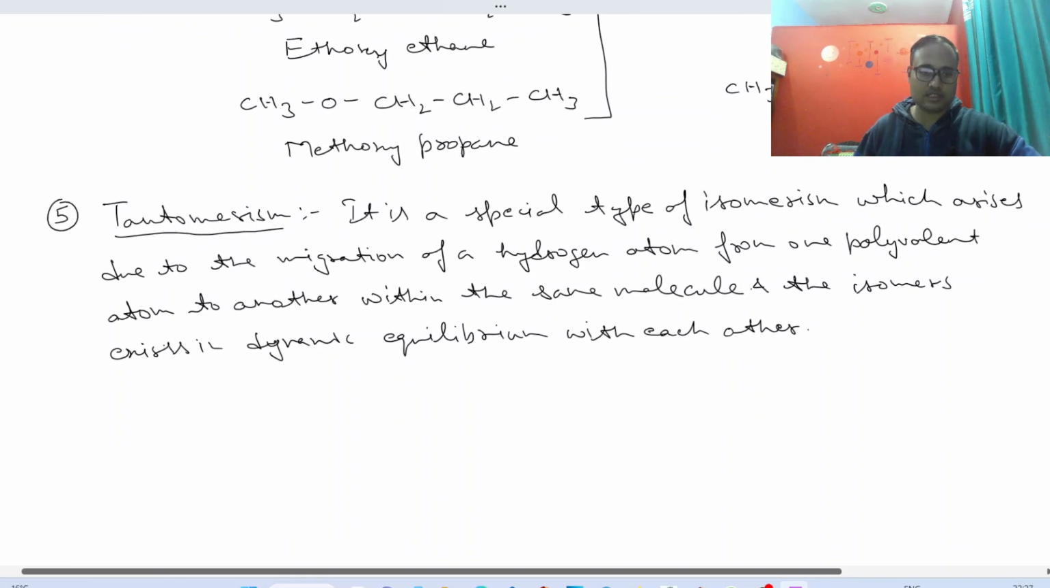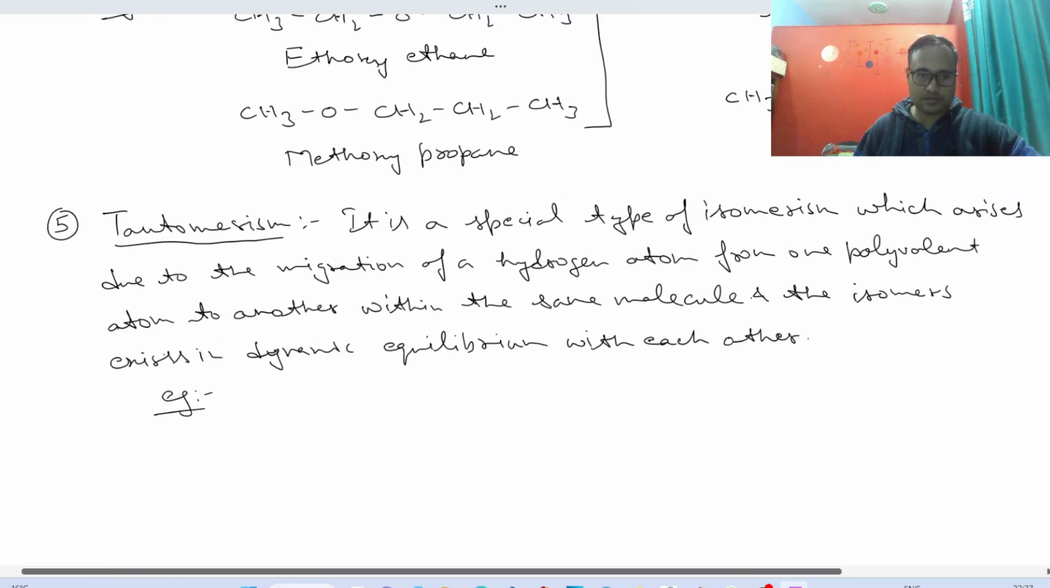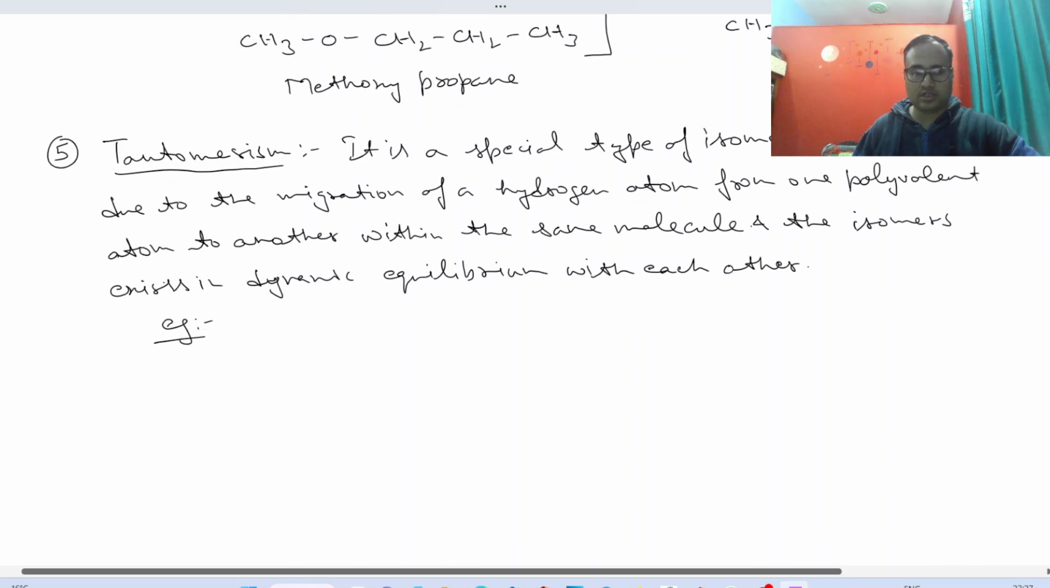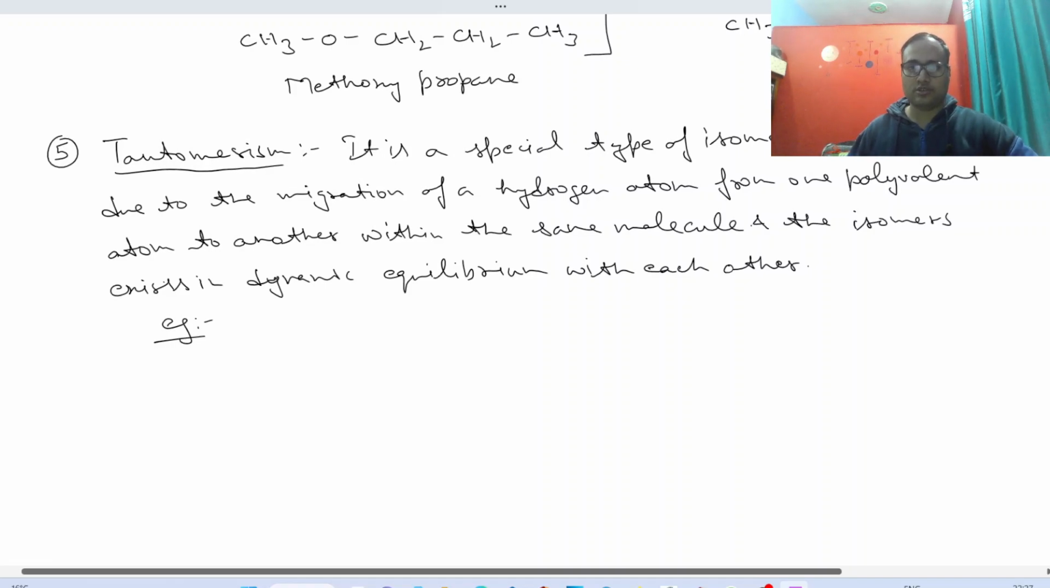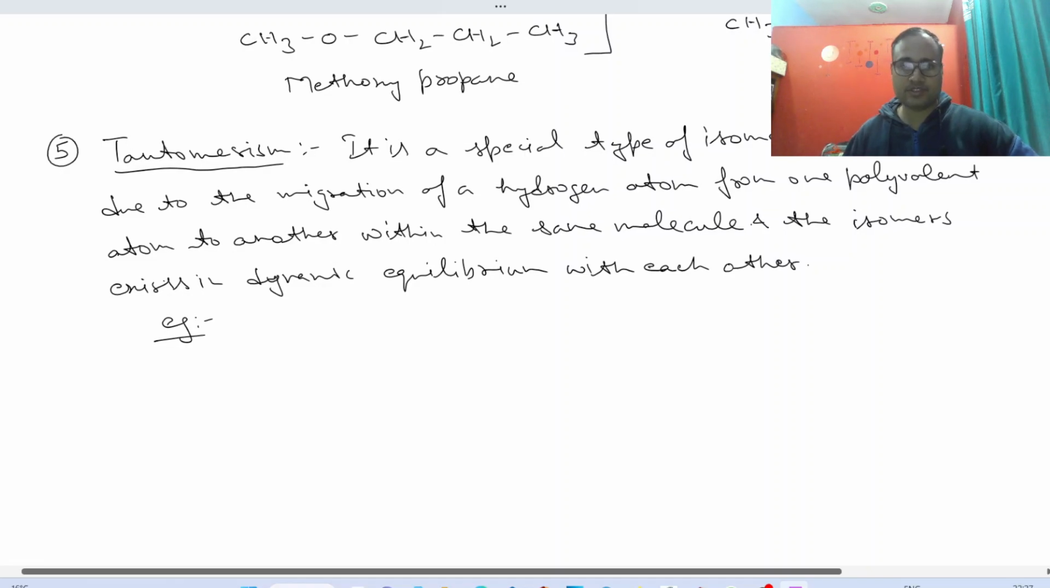Let us take an example. The best example to explain tautomerism is keto-enol tautomerism. Further, if we study this tautomerism, it is classified into two types, the triad system and the diad system. That depends on the migration of the hydrogen atom, whether it migrates between two atoms or between three atoms. If it migrates between two atoms, we call it a diad system, and if it migrates between three atoms, we call it a triad system. So let me take an example of the triad system, which is keto-enol tautomerism.